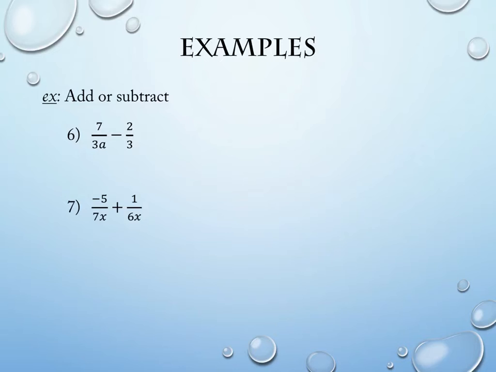One's 3a, the other one's 3. So the 3's match. There's no addition and subtraction, notice, right? No addition or subtraction. The 3's match, but I don't have the variable. So I need a variable to be in the denominator here so they match. But if I multiply the denominator by something, in this case a, I have to multiply the numerator by a as well.